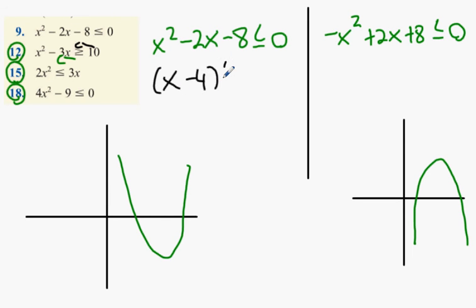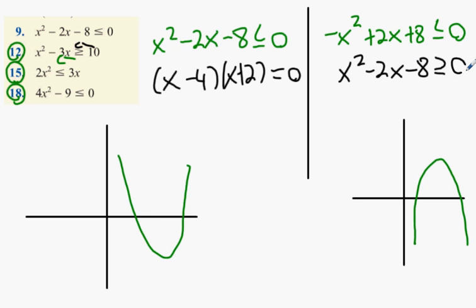We get x minus 4, x plus 2 equals 0. Now my problem with this one is that it's minus x squared, isn't it? So what I'm going to do instead is multiply both sides by minus 1. So this question is in fact the same as x squared minus 2x minus 8 greater than or equal to 0. It's still an N-shaped one though, isn't it? Okay, so we'll just finish off the one we know how to do.